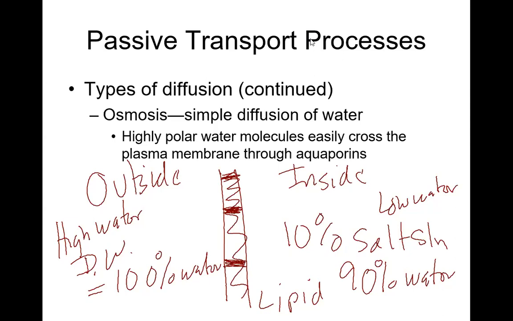So if you put a living cell into distilled water, that living cell will enlarge. It will swell up and maybe even rupture. Red blood cells will pop all the time in distilled water. So we have 100% water is greater than 90% water, so the water goes into the cell.